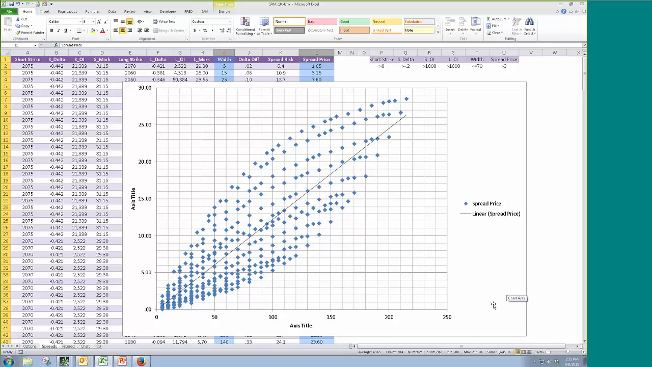Okay. So this is what I think is kind of an interesting chart. If you look at all of the potential combinations of spreads and you look at the linear regression of those spread prices versus spread width. So for example, here, that's spread width. And then this is spread price.